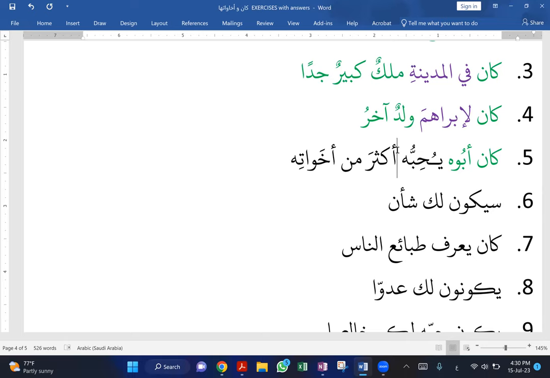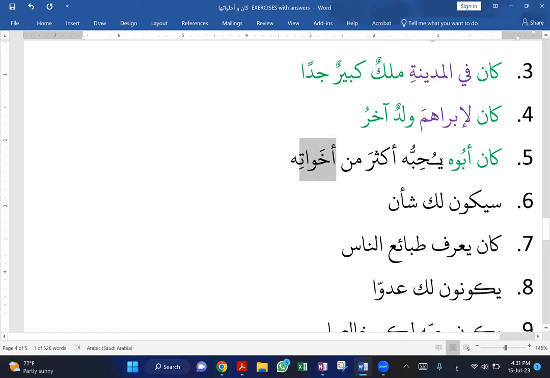And then you have akthara, which is describing, it's comparative. So it's still connected to yuhibbu. And because it's connected to that, the sentence doesn't end here. It continues. So also, it's a part of khabar. Yes, it's a part of khabar. And of course, akthara, comparative, comes with min. So he loves him more than. Min here means than. And more than what? Again, akhawa.